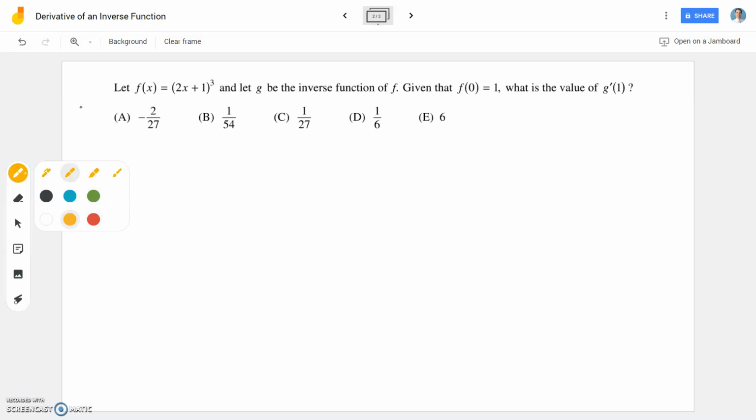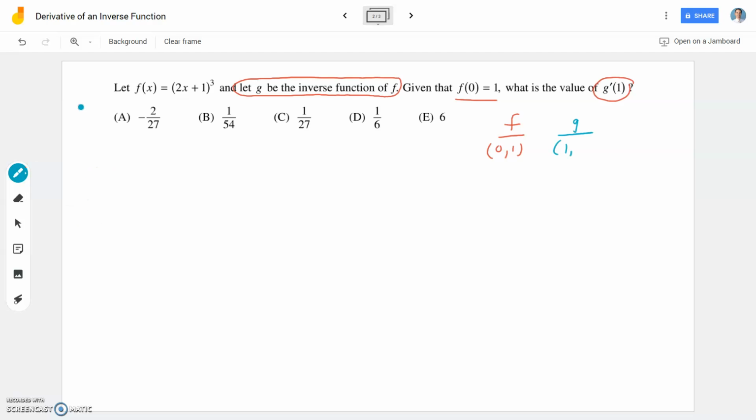So here's the first. We are told that f of x is this cubic function, and very importantly, they make the connection for us that g and f are inverses of one another, and we're given a point on the function f, which is the point (0, 1). The question asks us to find g prime of 1, so we're going to take advantage of this formula in order to do so. I want to first remind you that if the point (0, 1) is on f, then the corresponding point on g is (1, 0). And that's going to be very important as we apply this formula.